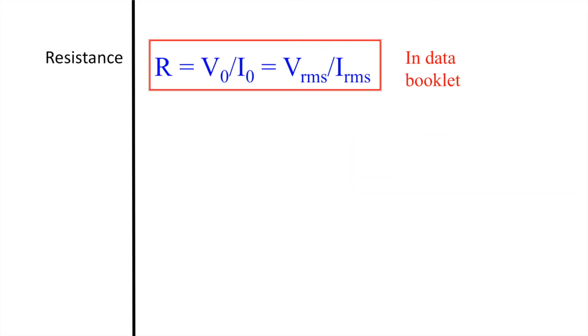Because the resistance is the same in both of these cases, we can say that R equals V naught divided by I naught, which is equal to V sub RMS divided by I RMS.